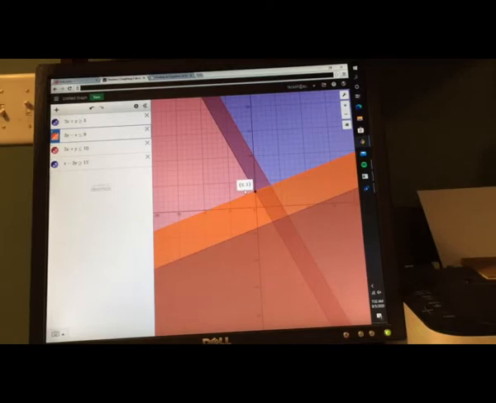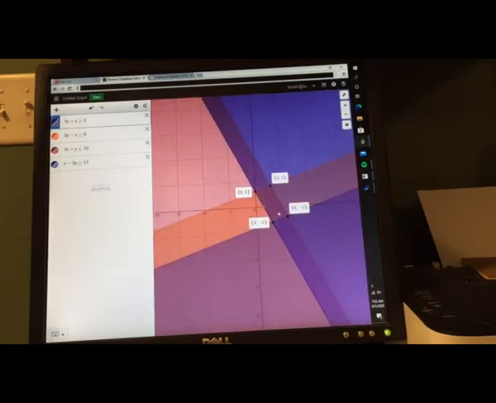One of the intersection points or the vertices is (0, 3). I'm going to write that down. The next one is (3, 4). Then I don't have another one until I get right here. That's at (6, -2). And then the last one to form that region is (3, -3). So I have all of those ordered pairs.